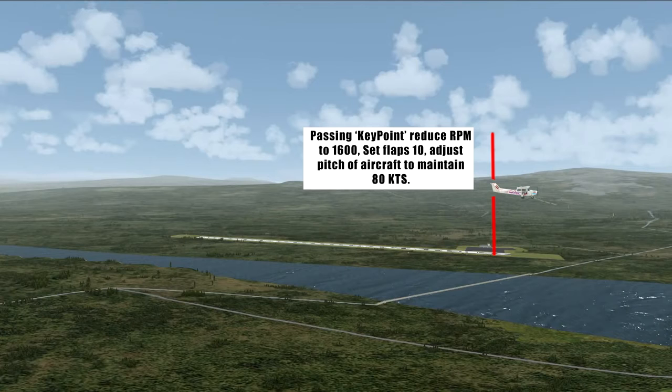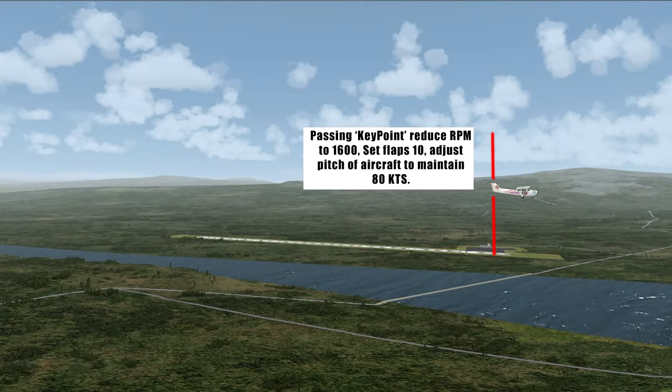Now this is the key point that I was explaining. The key point, if you can see on the image that's on your screen at the moment, is where we're hoping to touch down. When we pass that point going in the opposite direction, we're going to reduce the RPM, the revs on the engine, down to 1,600. And we're going to set flaps 10, and we're going to slightly nose down or nose up the aircraft, so that we maintain a steady 80 knots. Okay? So that's a key point.